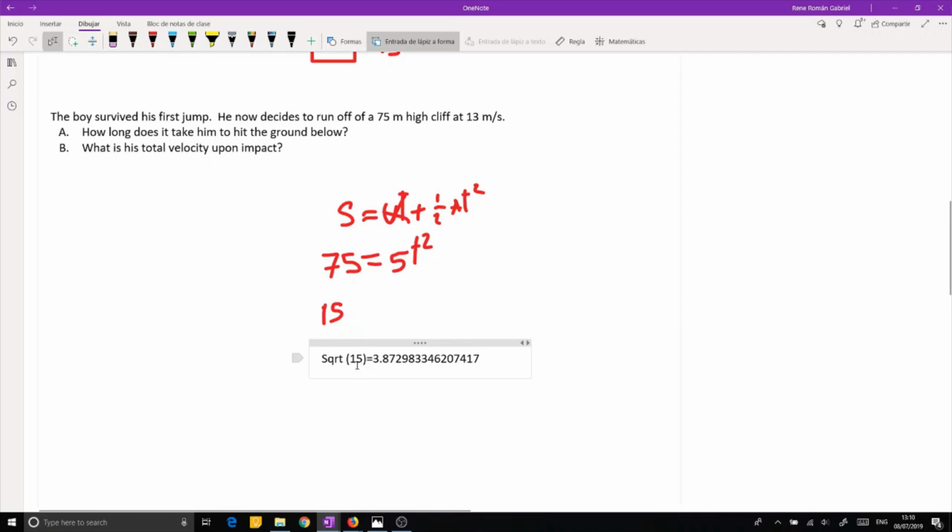That would be 3.8729, whatever. Again, we'll round this up. So since they ask us for times, we put the unit of seconds. Let's put this in a box.